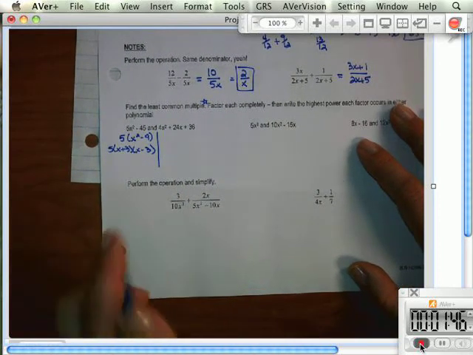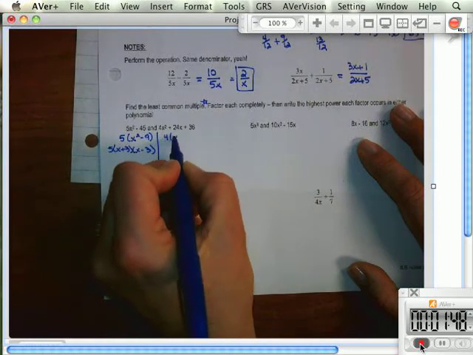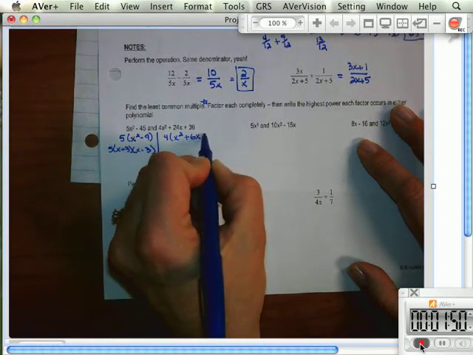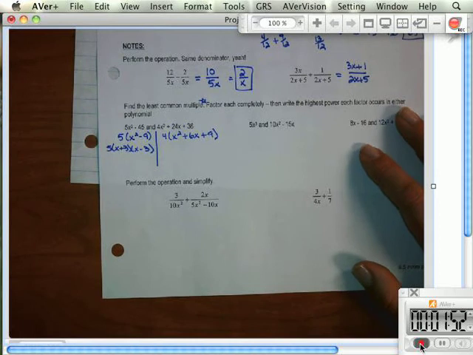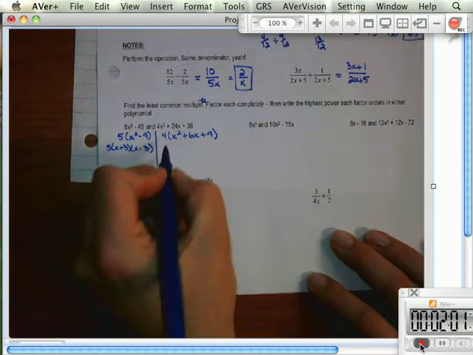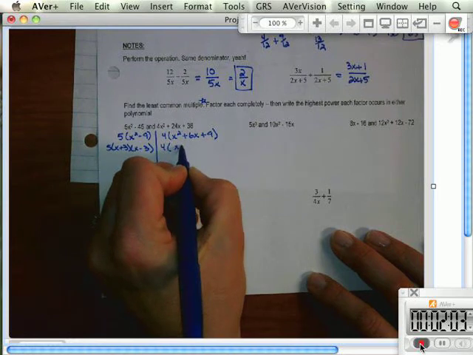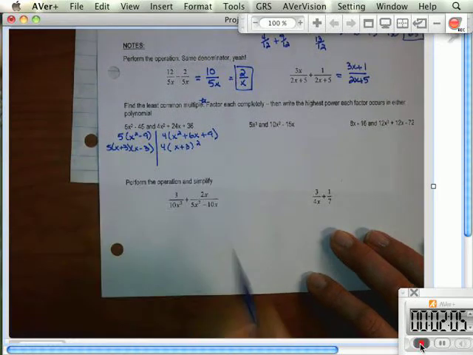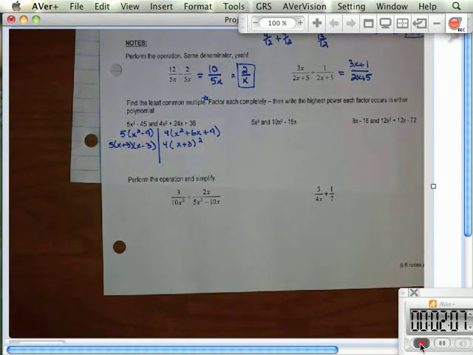Now I'm going to do the next one. I'm going to pull out a 4. Okay, can I go further with that? Yeah, what would the factors of that trinomial be? It would be x plus 3 times x plus 3, which is x plus 3 squared.